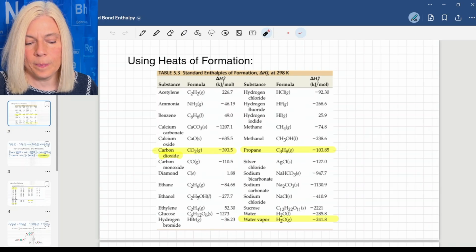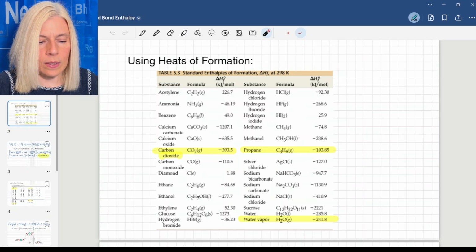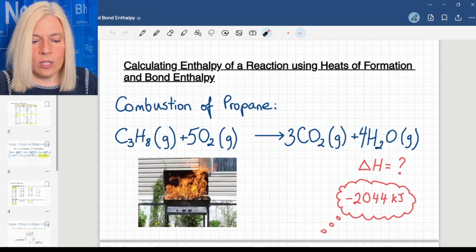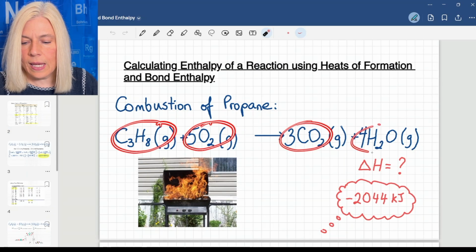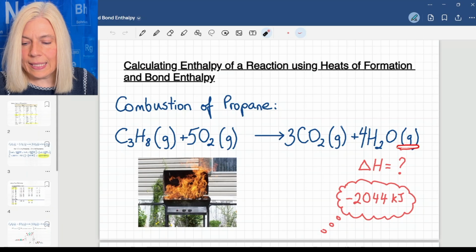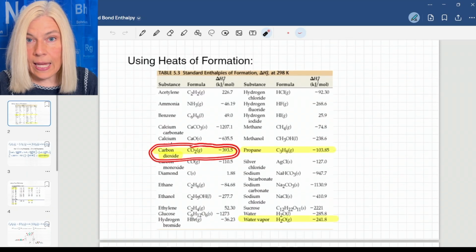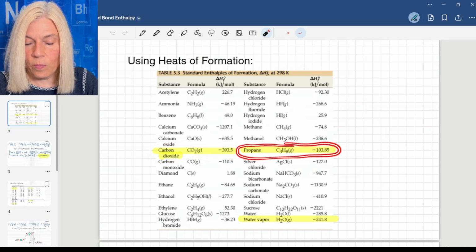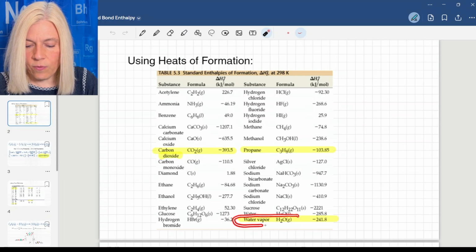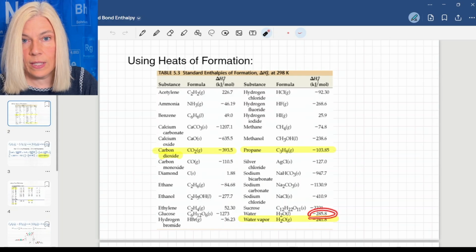That's the definition. And I highlighted a few things because, well, here is our reaction. We're going to look at propane, oxygen, carbon dioxide, and water. Water in the gas state is important. So here is our carbon dioxide gas heat of formation, here is our heat of formation for propane, and here is the heat of formation for water vapor. Also, please notice that you need to pay attention to the states, because liquid water is a different number.